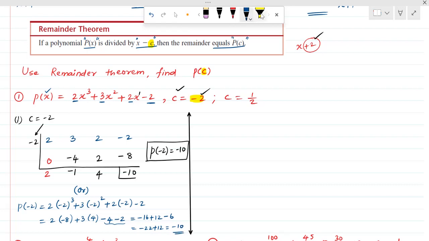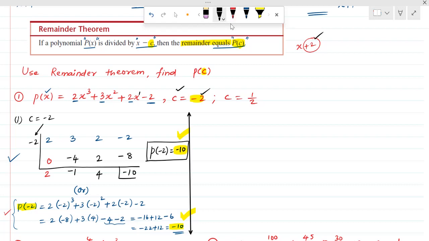Do you get the same answer? Using the synthetic division, the remainder is 0. And if you substitute the value, it is minus 10. That is what the remainder theorem says. The remainder is equal to P of C. So this is what the remainder theorem says. So this one is the easiest one. We can do it, but sometimes we make use of this one. I will tell you when you have to use this one.